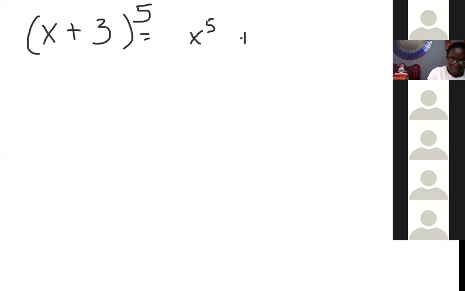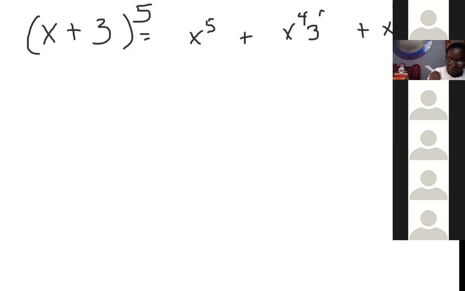Next term is going to have x to the 4th, but the 3 will be raised to the 1st power. Are you guys okay with that? Remember, every term, guys, every single term must have a degree of 5. I'm going to put the 1 here so you guys can see it. Okay, the next term is going to be x to the 3rd and then 3 squared. Remember, the degree of each term must add up to the degree of the binomial.